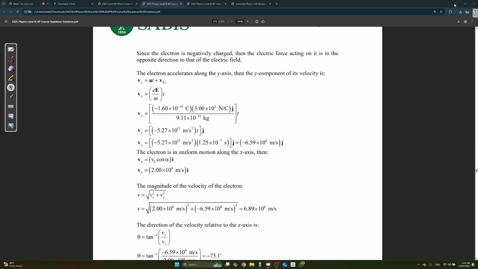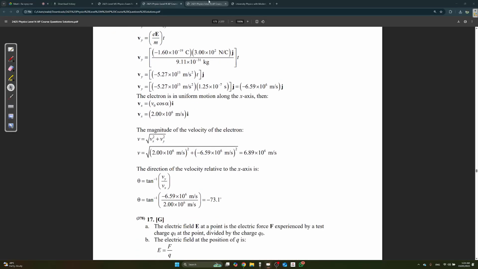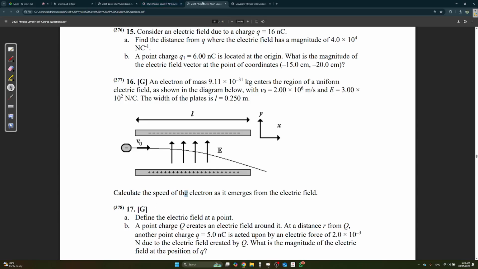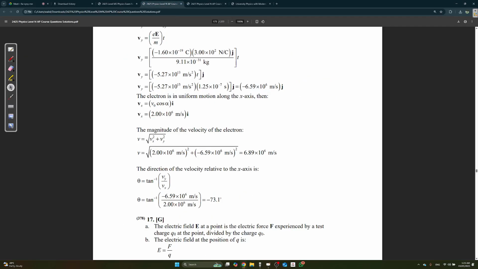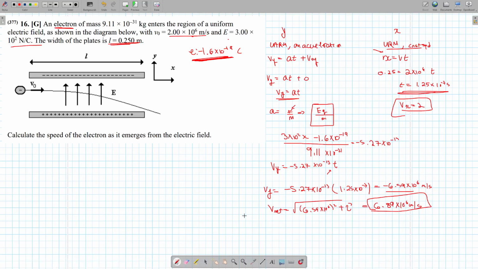In the solution, they also found the direction. Since they said speed, I don't know why you should find the direction, but let's find the direction. Always to find the direction of any vector, if you have the y component and x component, you know tan theta is equal to Vy over Vx. So just to find theta, you do tan inverse Vy over Vx. So Vy, which is negative 6.59 times 10 to the 6 over 2.